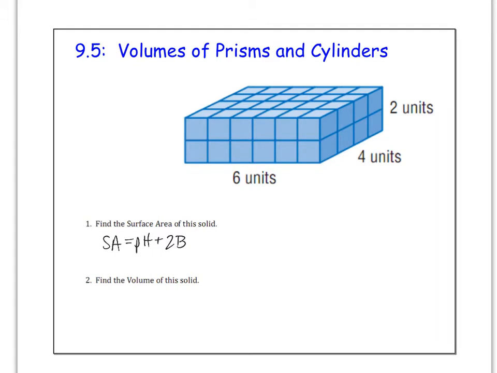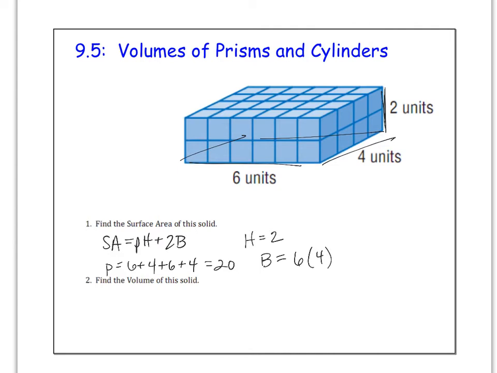So the perimeter around the base, if you think about the base being the bottom, is going to be 6 plus 4 plus 6 plus 4. I'll just jot that down, and that is 20. Then the height of the object would be the 2 over here. B is the area of the base, which is 6 times 4, because it's a rectangle down there, so that's 24.